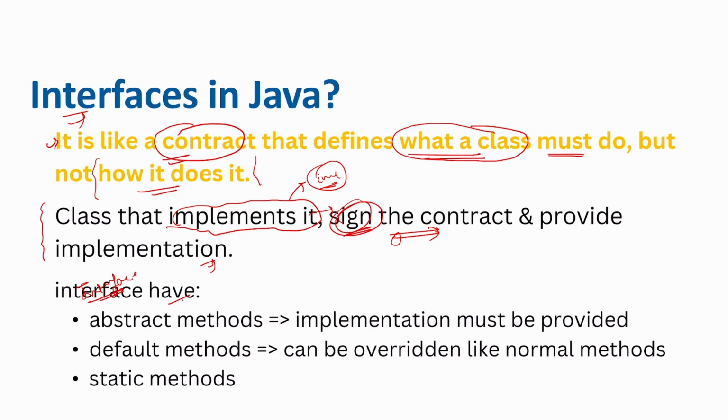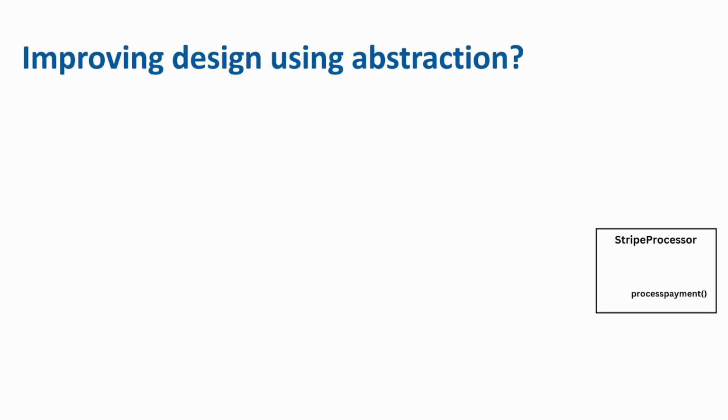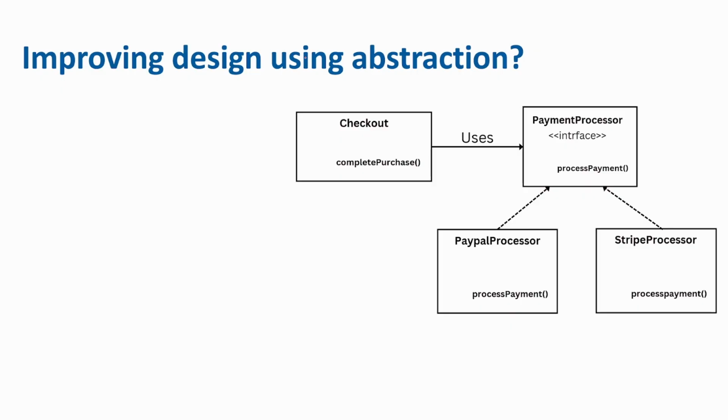In an interface there could be abstract methods, default methods and static methods. An abstract method is the part that defines what should be done and not how, and the how is provided by the class that implements this interface. So let's see with the help of an example how we can improve this design using abstraction.